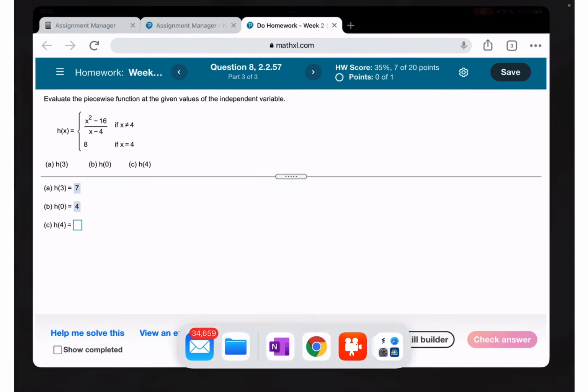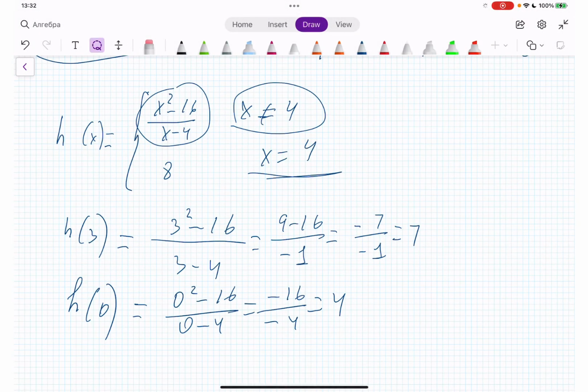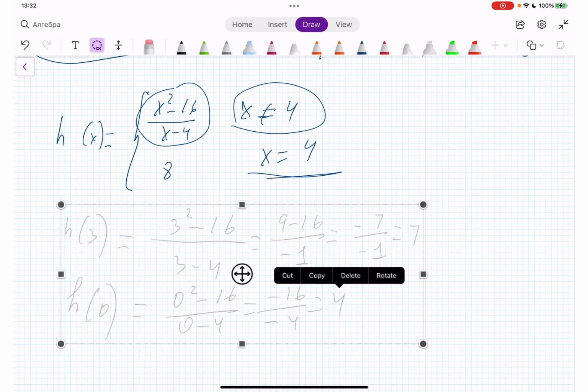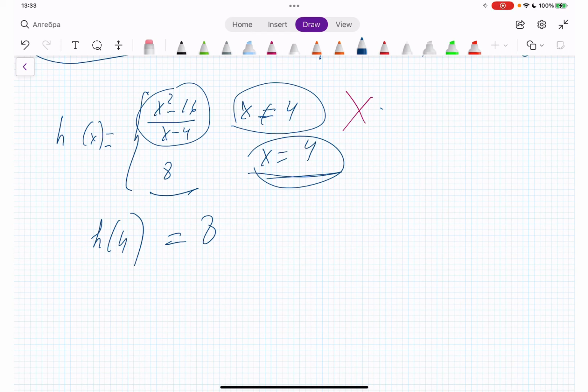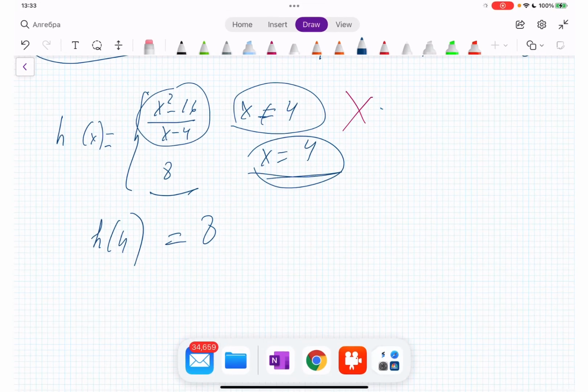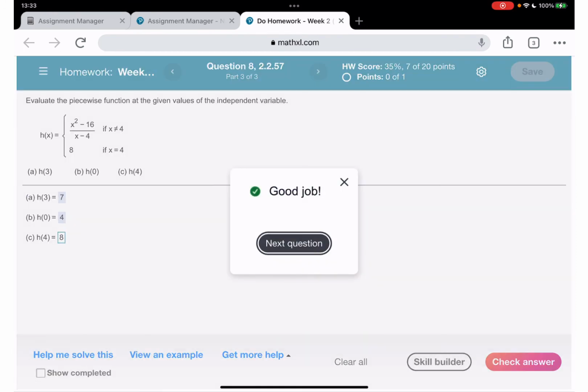h of 4. Let's see. Now we are going to use 4. Aha! X is equal to 4. So this one we cannot use, because x cannot be equal to 4, right? And we have h of 4, so we cannot use this one. This is going to be the answer. Because when x is equal to 4, h is going to be equal to 8. So we're plugging in this 8. Good job.